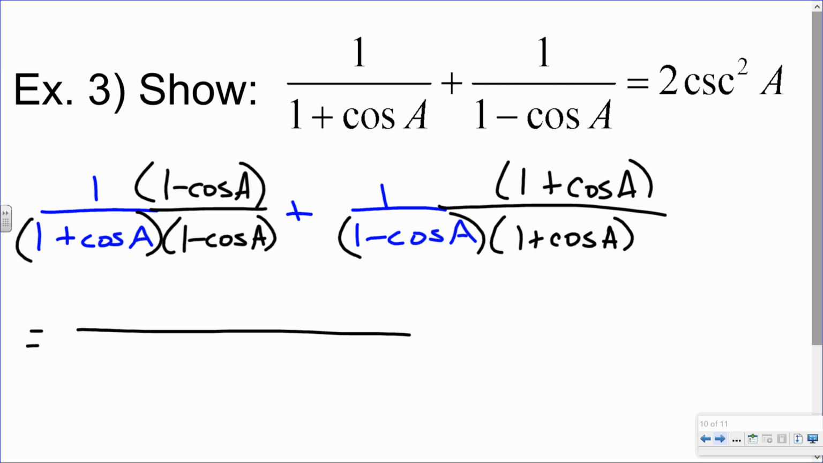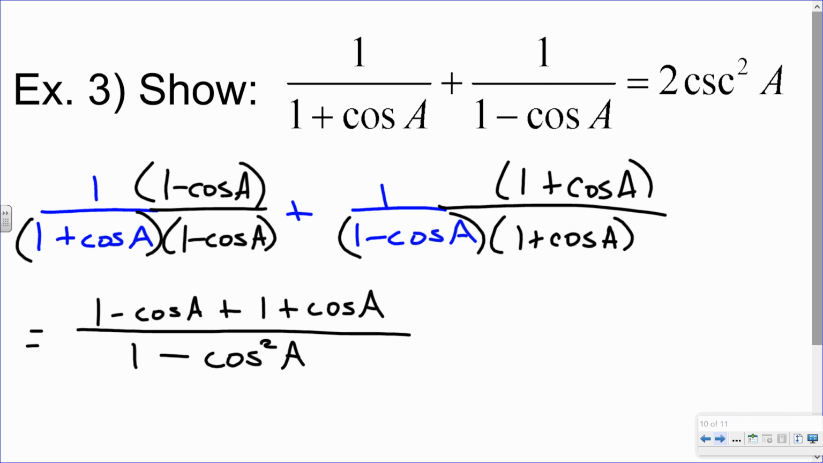Let's go ahead and distribute this time. 1 times 1 is 1. And then cosine A times 1 minus cosine A times 1 cancels out. And I'm just left with minus cosine squared A. Everybody good with that for the denominator? Okay, let's write out what we have in our numerators now. 1 minus cosine of A plus 1 plus cosine A.